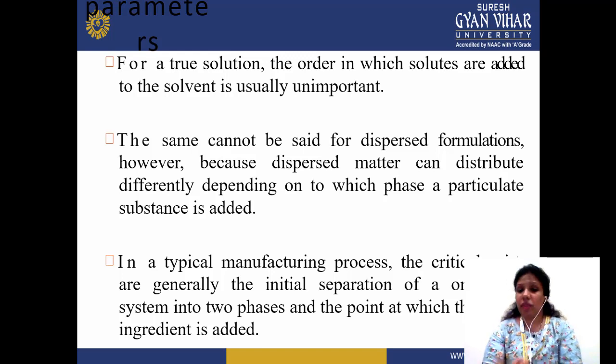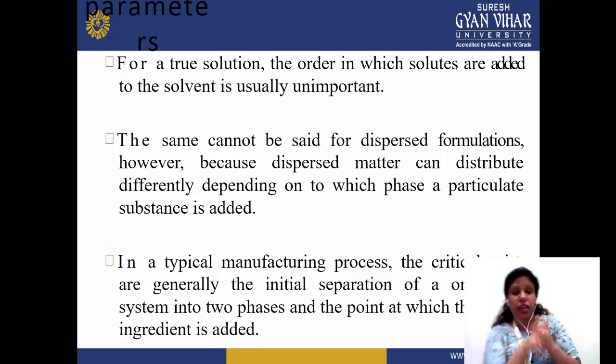In a typical manufacturing process, the critical points are generally the initial separation of a one-phase system into a two-phase system. So here it is very important that we check whether the system is breaking or not. That means a one-phase system can be converted into a two-phase system. So that will be your critical point.